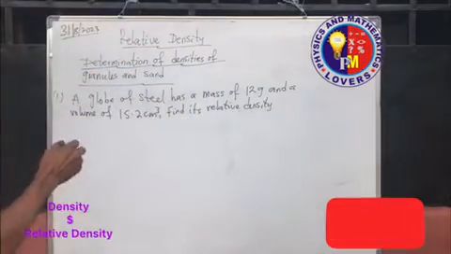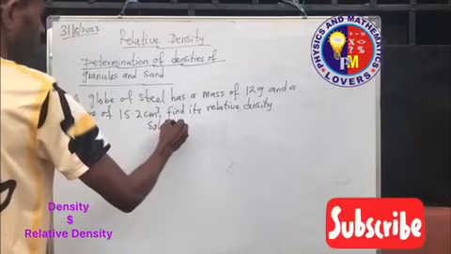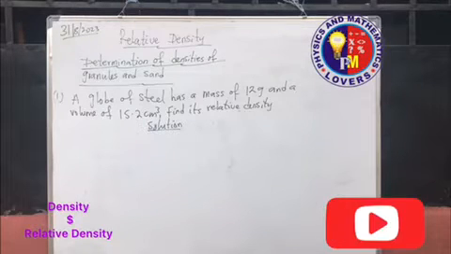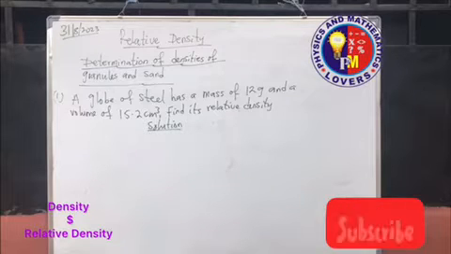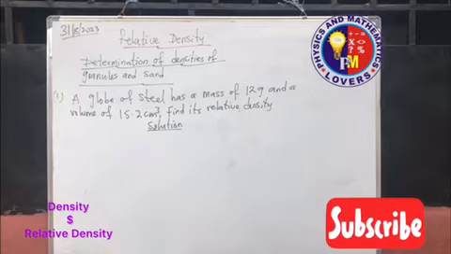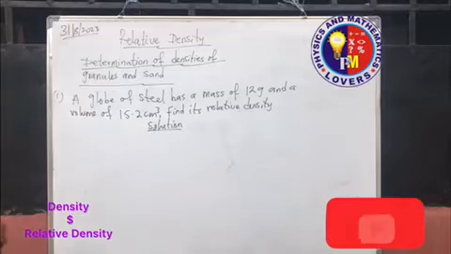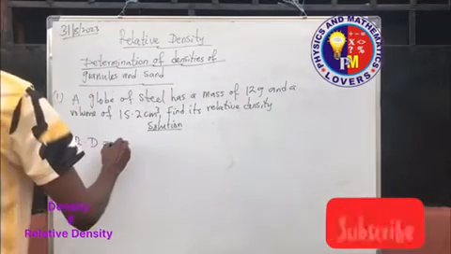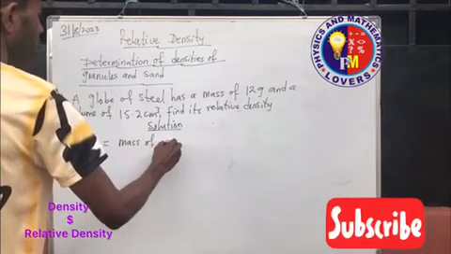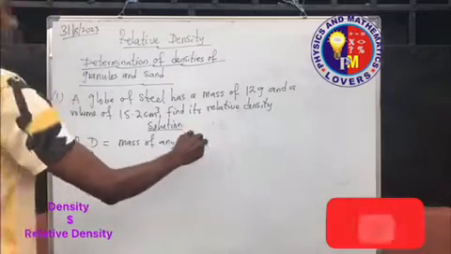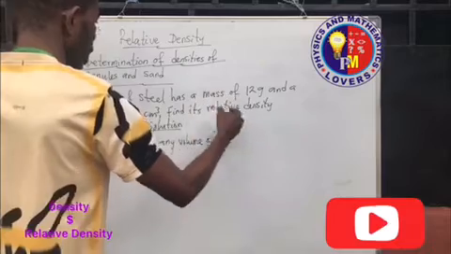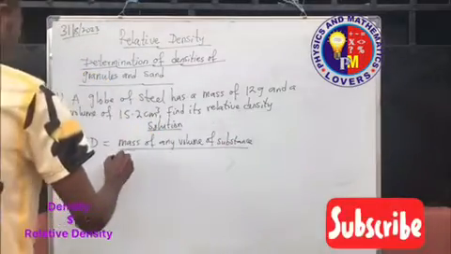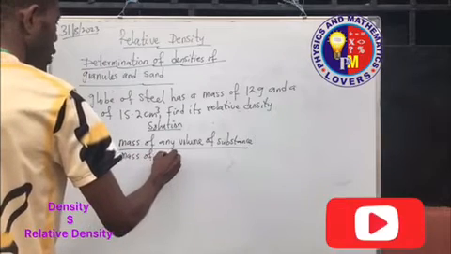So now, solution. How do we get this now? From the definition I've given to us, we have different formulas we can use. Well, let's make use of relative density as equal to the mass of any volume of that substance over the mass of an equal volume of water. So, solution, you must state your formula. Relative density, let me use RD as a short form. RD equals the mass of any volume of substance all over mass of an equal volume of water.